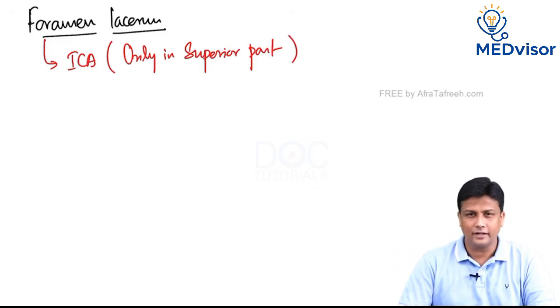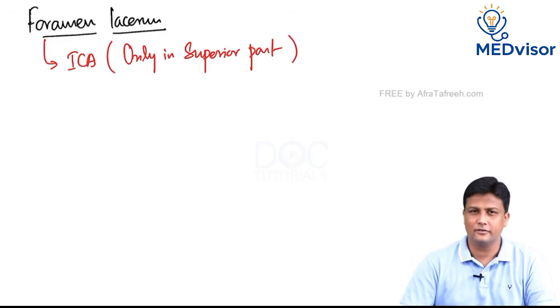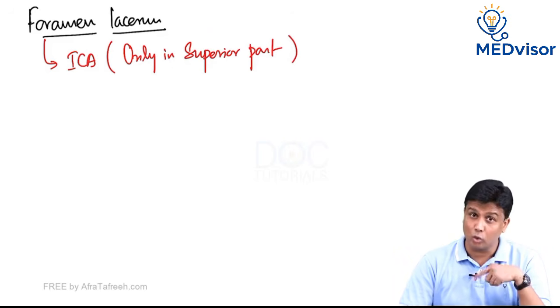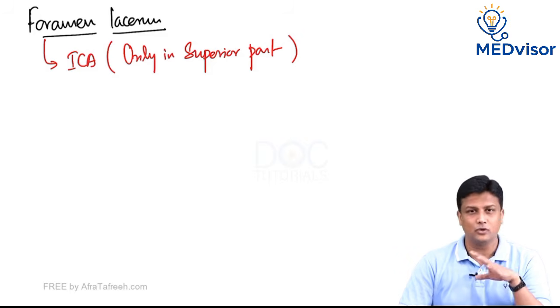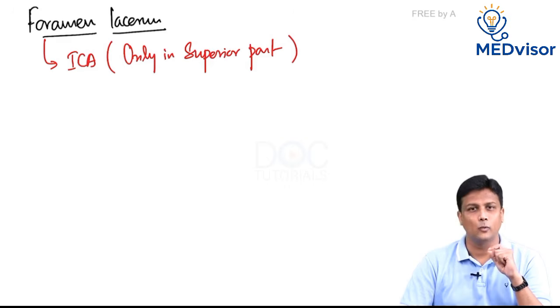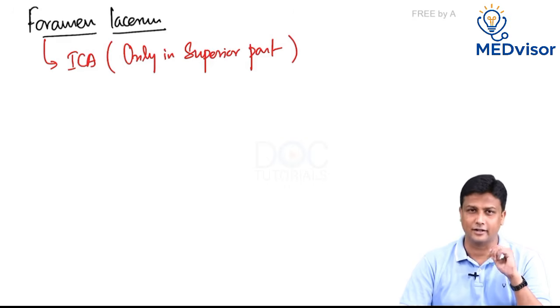So you have to be very careful. Why? Because a tricky question will be asked in the exam. Is the internal carotid artery present in the foramen lacerum? Yes, it is present only in the upper part. But is it passing throughout the foramen lacerum? No, it is not passing throughout the foramen lacerum. Why? Because lower part of the foramen lacerum will be actually closed by a cartilage, guys.